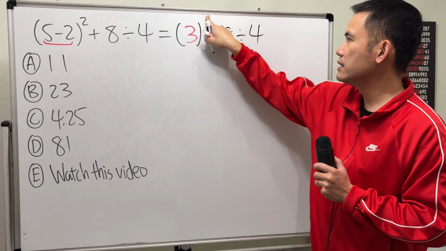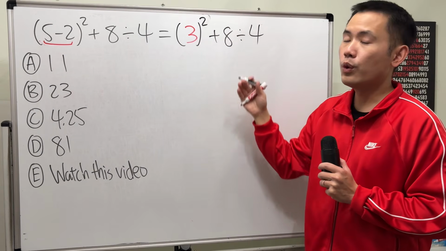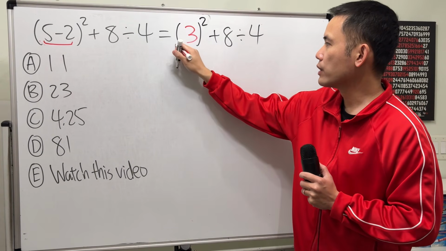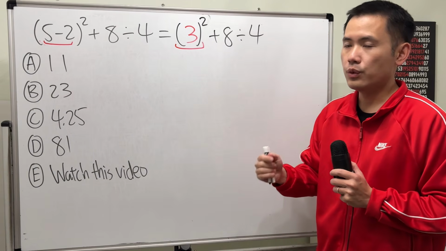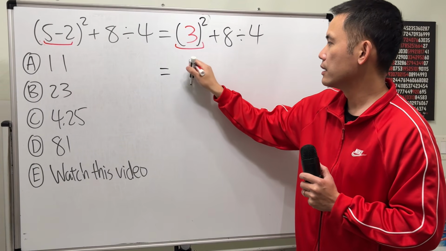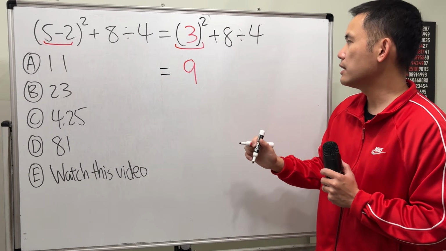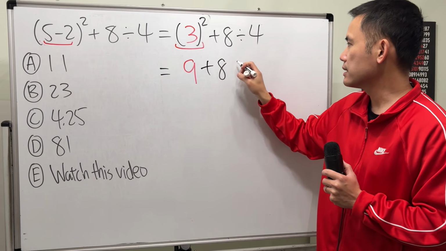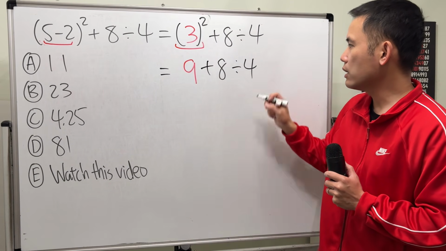Then, because we have this second power, we will work out the exponent right here. So for this, 3 times 3, we get 9. So that's for the 3 squared. 3 times 3 is 9. And then we'll just continue. Plus 8 divided by 4.